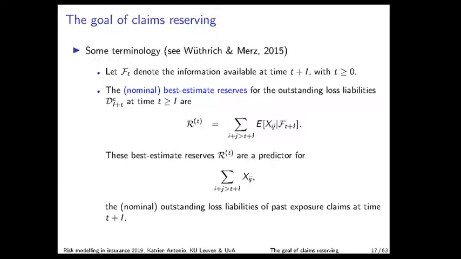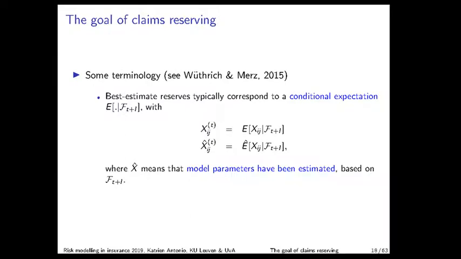Now, the so-called best estimate reserve as calculated at time t, using information as observed until the end of year capital I plus t, typically corresponds to a conditional expectation, where you work conditionally on the available information. So to express this best estimate, you're going to use this conditional expectation.